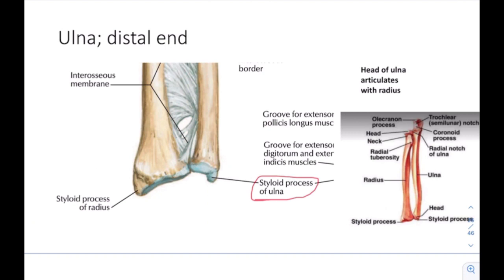Okay, now we're going to talk about the distal end of the ulna. This is the head of the ulna. And then we have something called the styloid process of the ulna.